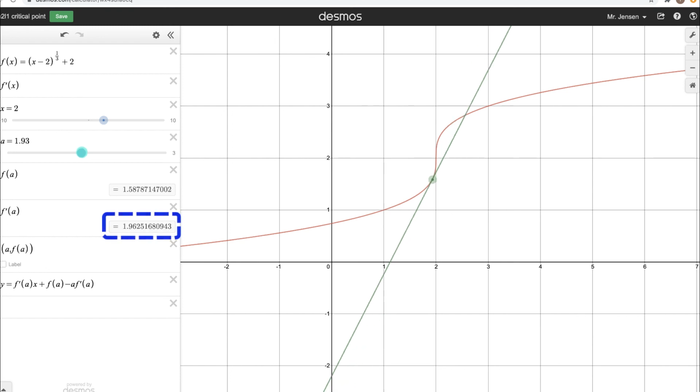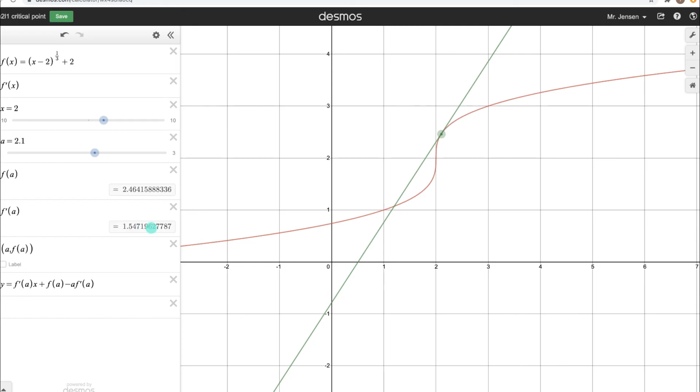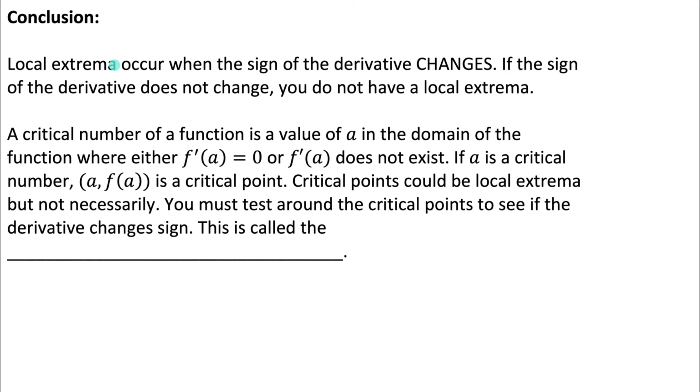Notice the function was increasing before. I can tell that by the positive derivative value, and increasing after. I can tell by the positive derivative value. So there was no switch from increasing to decreasing. So it's not a local max or min. So our conclusion, local extrema occur when the sign of the derivative changes. If the sign of the derivative does not change, there is no local extrema, so no local max or min point.